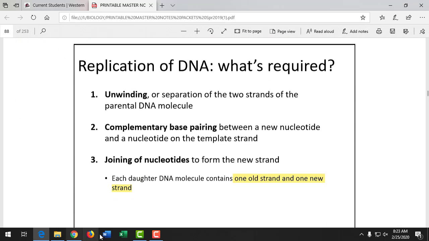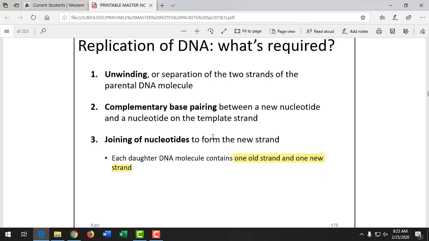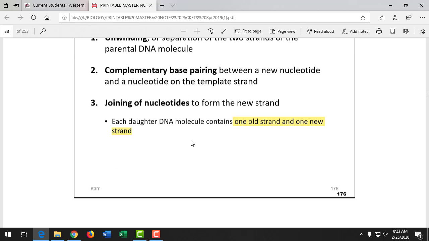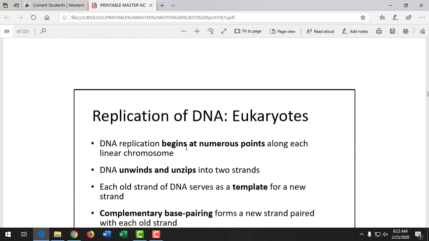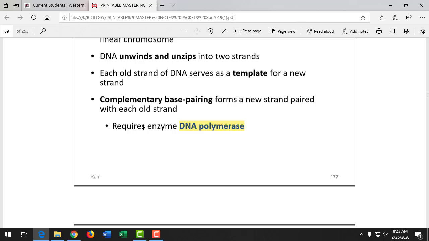Yeah, good question. So the unwinding, helicase, right? Complementary base pairing is DNA polymerase, and the joining of those on the lagging strand, where we have those fragmented pieces, that's ligase. So we already highlighted that.